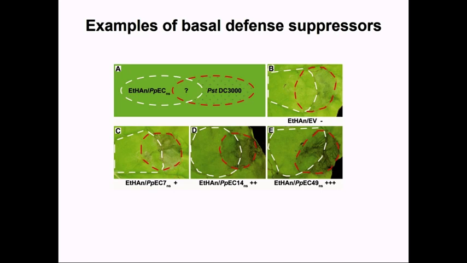So in total, we found 17 PPECs that will allow PST DC3000 to induce some HR to some extent in this overlapping area, right? So now we've expanded our list of effector candidates from soybean rust. So we have one that suppresses HR, and now we have 17 that suppress PAMP-triggered immunity in some form.